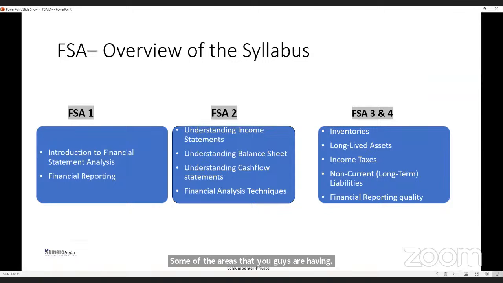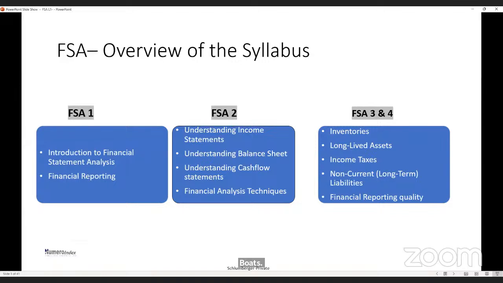Your FSA is mainly divided into three parts. The first gives you an introduction to financial analysis and financial reporting. The second is the financial statements: your income statement, your balance sheet, your cash flow, and your financial analysis techniques. While numbers 3 and 4 are mainly on the key topics in FRA and how those things are reported. Your FSA has both standards, IFRS and US GAAP.